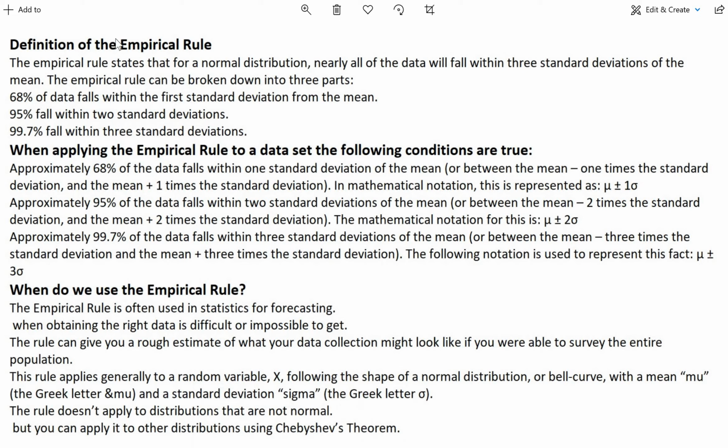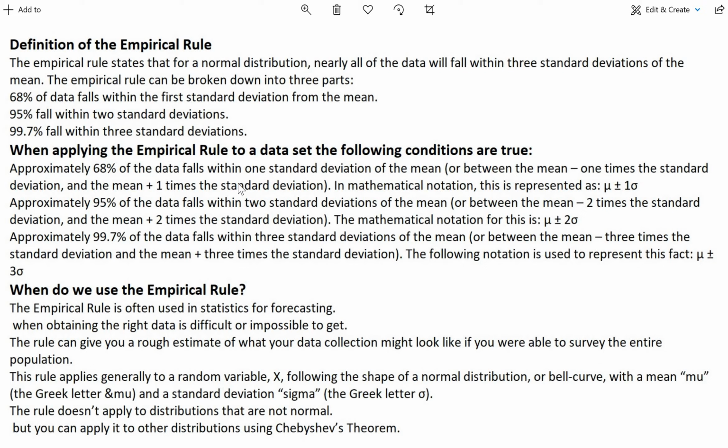So what does this rule define? The empirical rule states that for a normal distribution, nearly all of the data will fall within three standard deviations of the mean. This is also called the empirical rule, and that is divided into three parts as I explained. 68% of the data falls within the first standard deviation from the mean, 95% of data falls within two standard deviations of the mean, and 99.7% falls within three standard deviations of the mean.